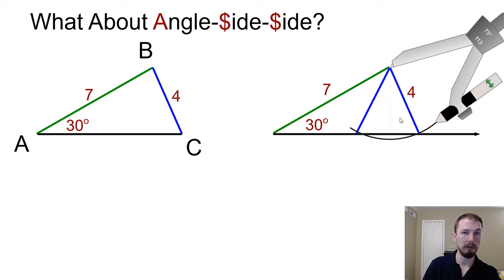And so this is a really good visual illustration of why the donkey postulate does not work, why we don't use that word in my class, unless, of course, it's a right triangle, then we call it the hypotenuse leg theorem.